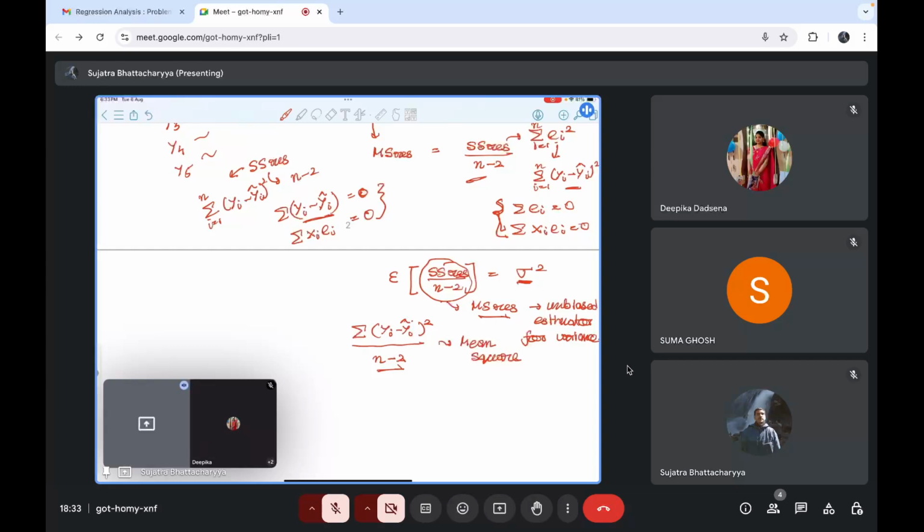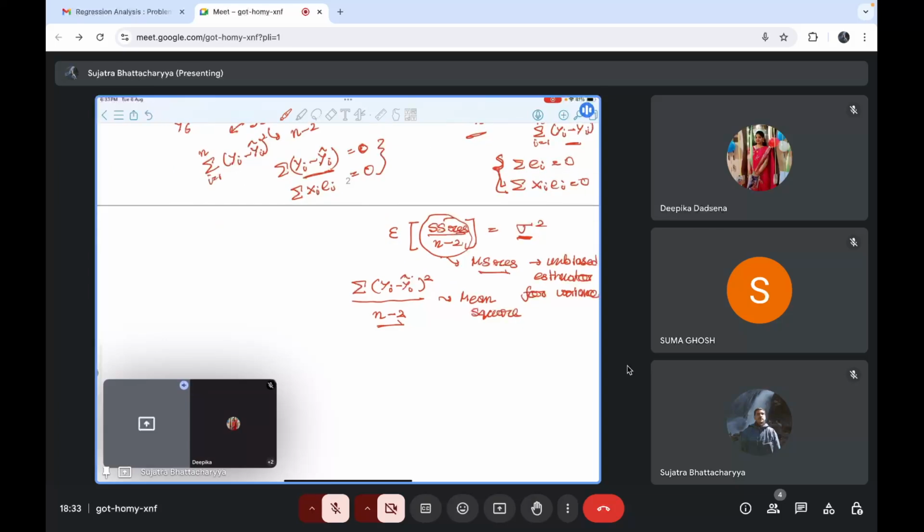Instead of y bar, you are writing y hat, right? So that's why this is one of the estimators for variance. Okay, so that's why this is called the MS residual. That is because of the residual, SS residual, it is coming from this residual, and this is a mean square term. You can see it from here. Now, is it clear?